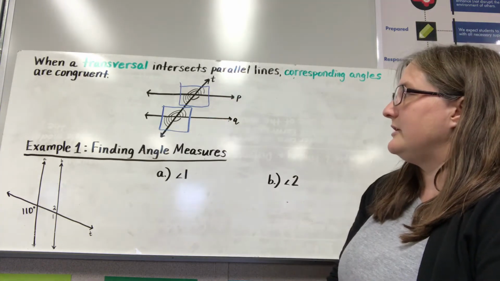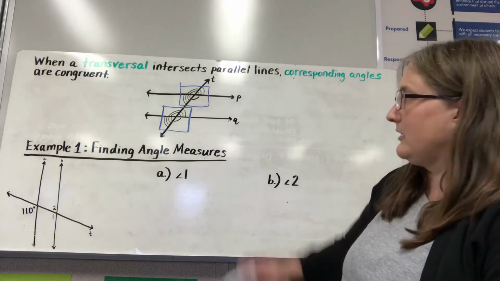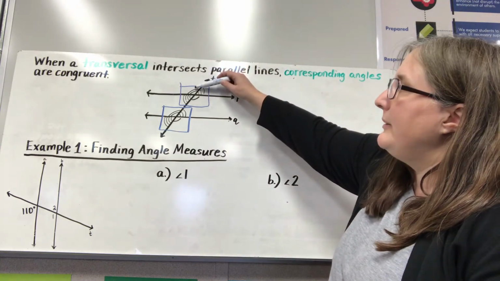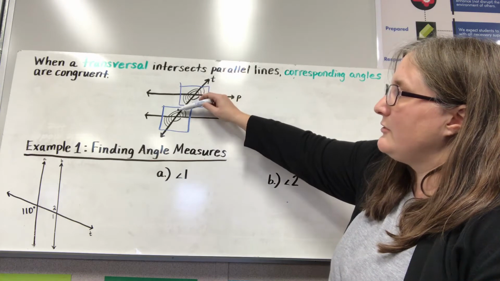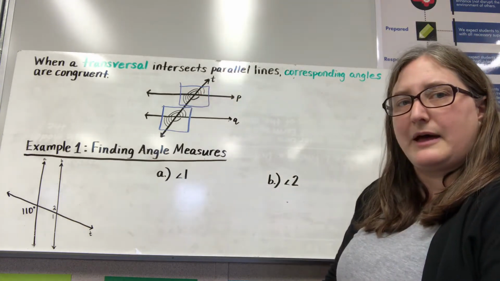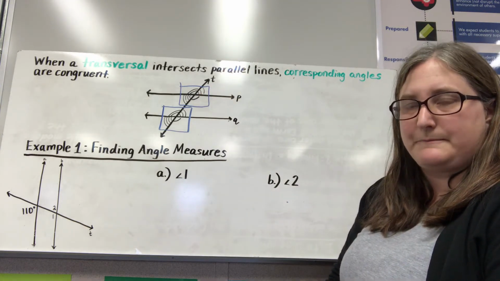Same thing for the angles with the two arc marks. So this one is in the top left. Here we have another one in the top left. Those two are corresponding angles. They'll have the same measure.